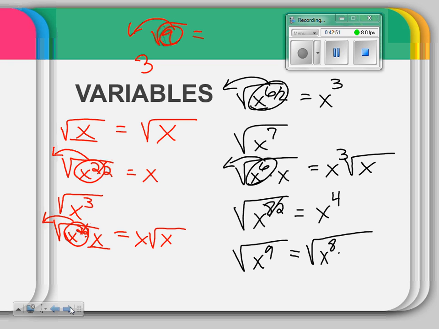X to the eighth is perfect, and x to the eighth is bigger than x to the fourth. You want the biggest. So when x to the eighth comes out, it comes out as x to the fourth divided by 2 times the square root of x. Okay, how many actually followed me on this? Okay, and it got better. Had I not done like 1,000 of these, they wouldn't have gotten better, right? So I had to kind of work my way through them.